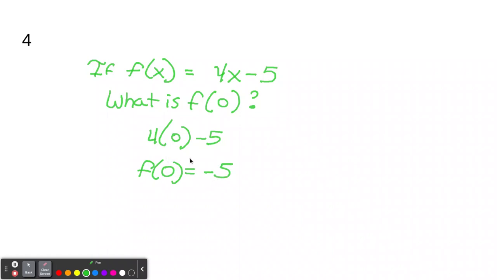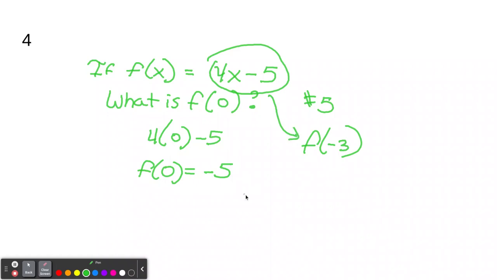That's question 4. So again, when you see these questions, they're pretty easy. Just plug in whatever is in the parentheses here. What is f of 0? What if, for example, it was f of negative 3? That'll be question 5. Number 5, this same thing: what is f of negative 3? So again, plug in negative 3 for x.